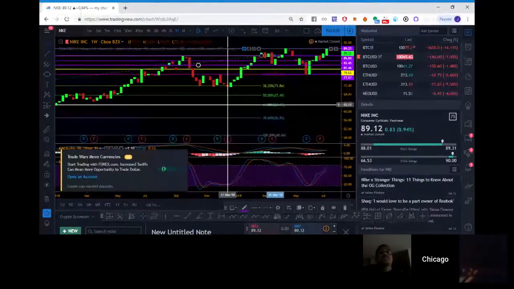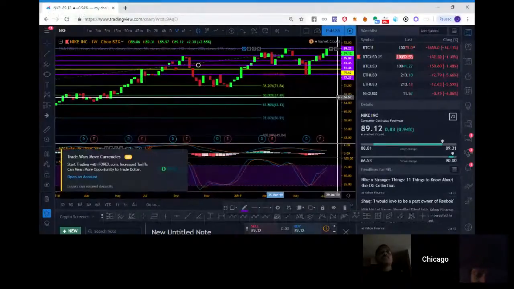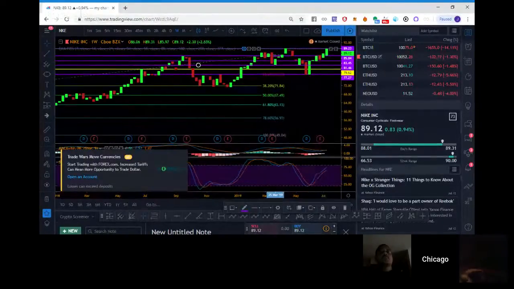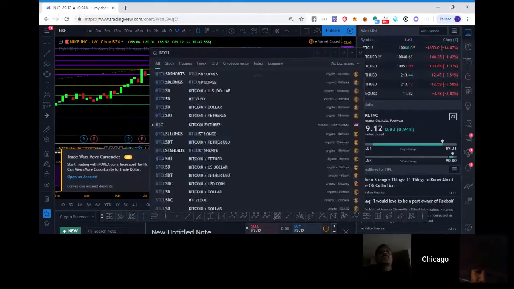Remember, you can use this for anything, what I'm teaching y'all. This ain't got nothing to do with crypto and everything to do with assets. So, moving right along. Let me see. Any questions? Go ahead.